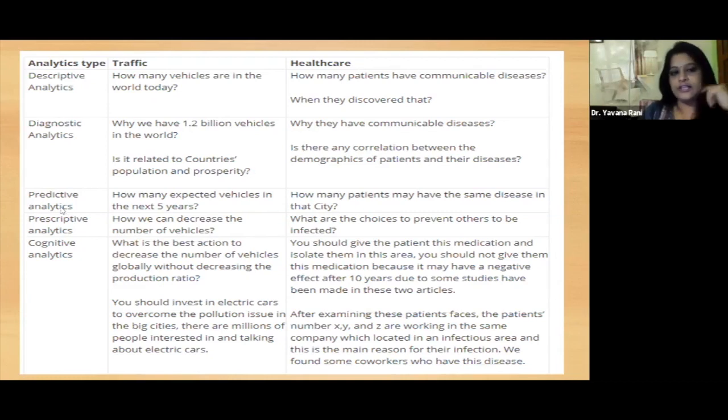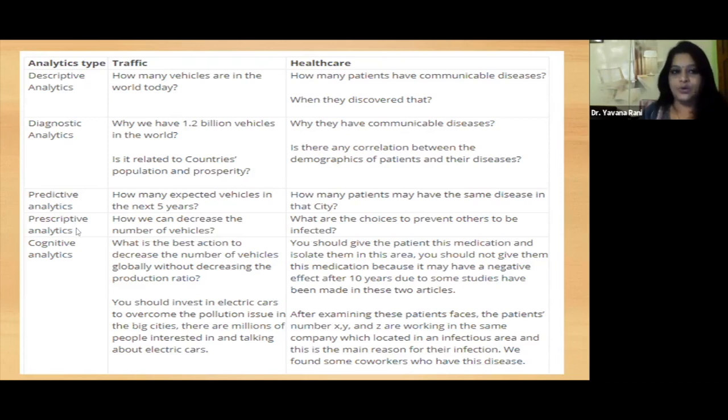And you can see, if you take predictive analytics, how many vehicles are expected in the next 5 years. Based on the past data, you foresee how many vehicles will be there in the next 5 years or 10 years. You predict it by using the techniques that we have seen. In predictive analytics, we have regression techniques, time series, discriminant analysis. By using those techniques, we predict it. And in this example, how many patients may have the same disease in the city in the future, and what are the choices to prevent it, that comes in the prescriptive. Okay, so this is the example for the predictive analytics.